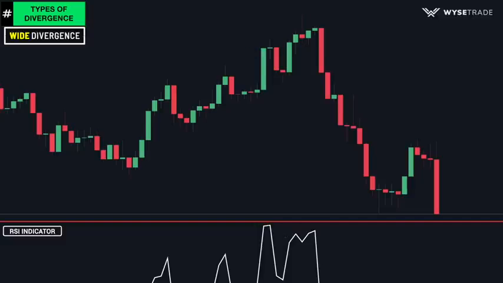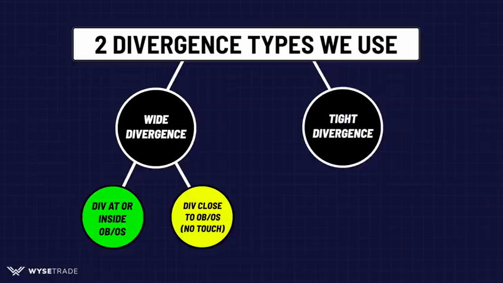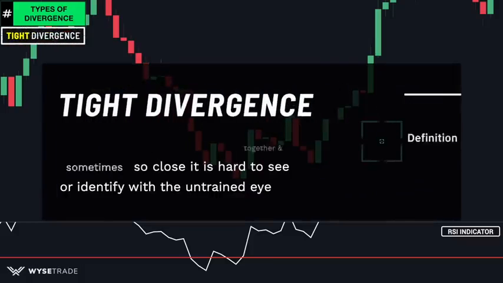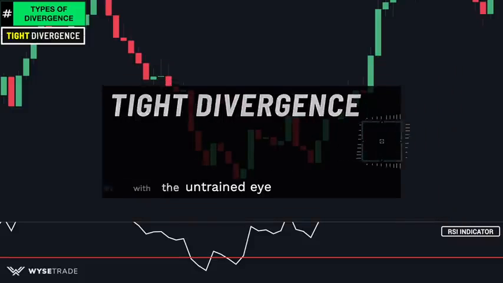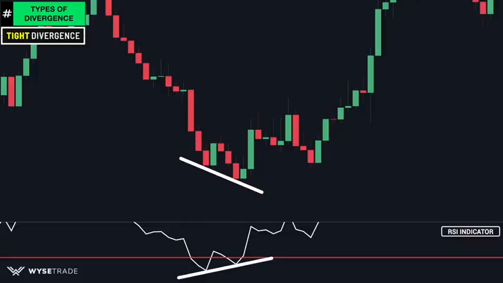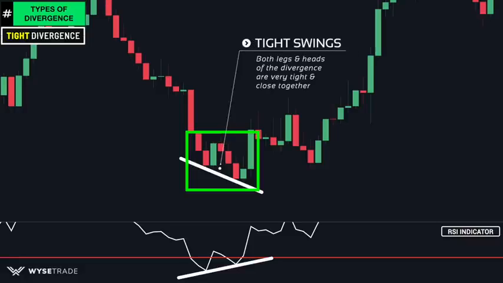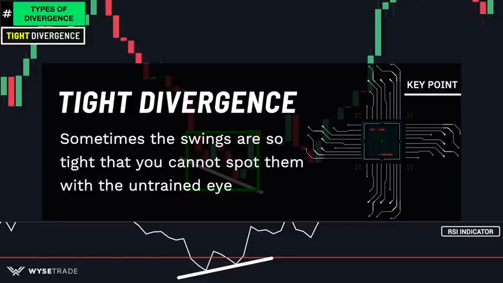So, moving on to the second type of divergence, which is tight divergence. Which is exactly that. It's divergence where the swings are tight or very close together. Here's your downtrend. We had our divergence before the reversal occurred. But notice how the swings are very tight, hence the name tight divergence. Now, in this example of tight divergence, you can still see the swings of price, but sometimes with tight divergence, it isn't as easy to see, especially to the untrained eye.